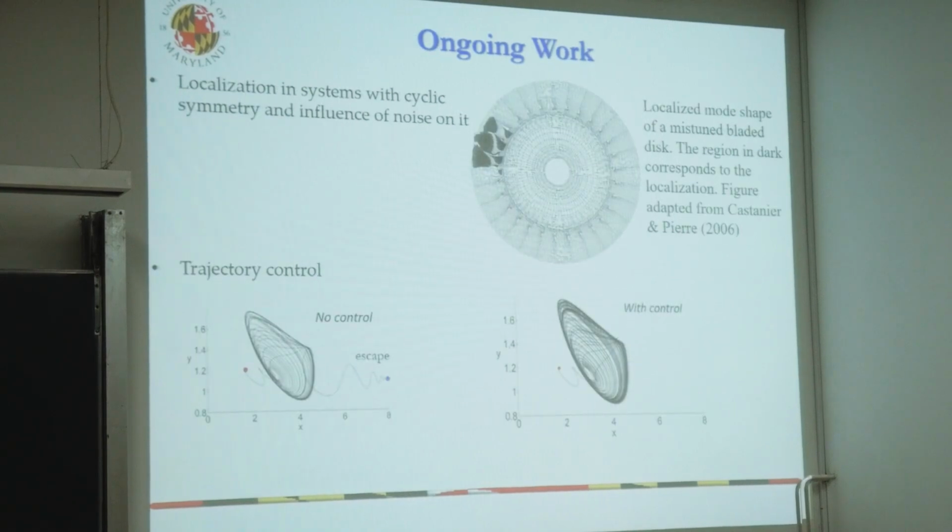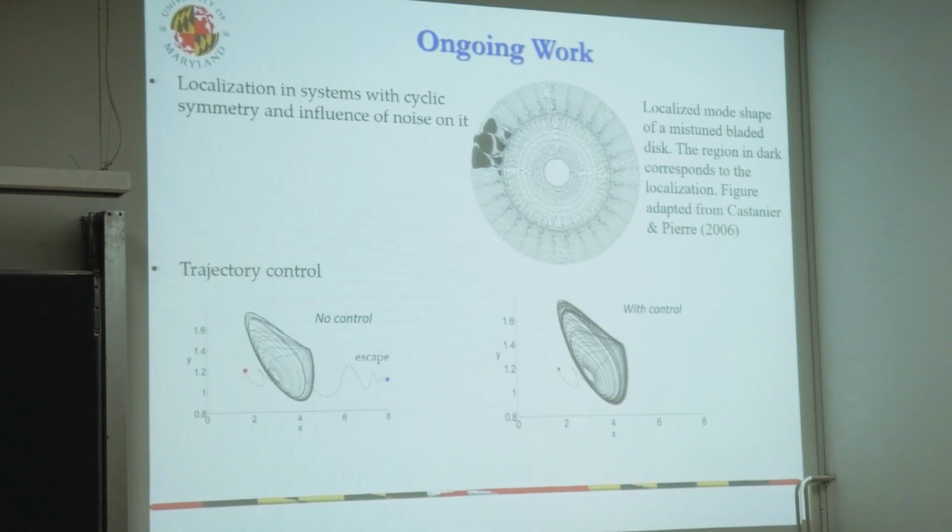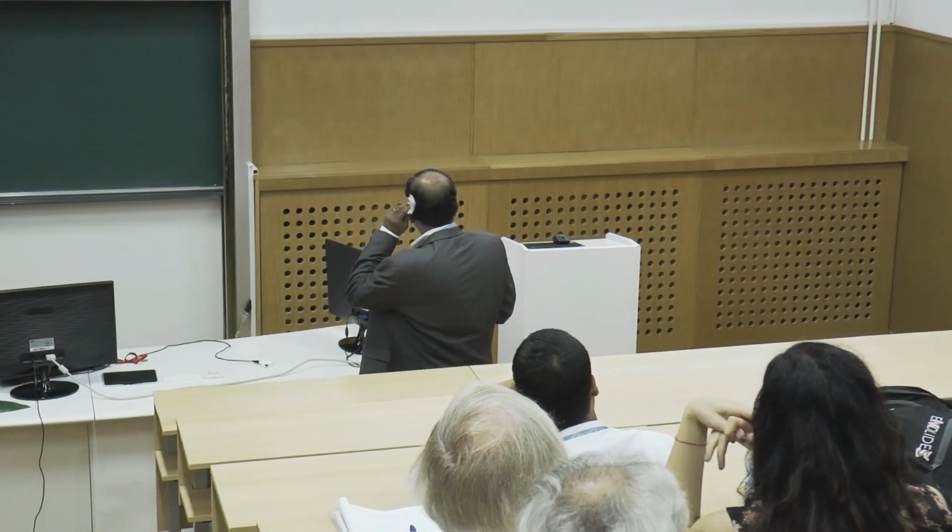In ongoing work, we're currently looking at localization and system cyclic symmetry. So the question is, if you took the bladed disk with many blades, typically localization happens in a certain region. Could you use noise in those cases to move the localization away or suppress it? So it will be taking those systems that we studied before, introducing cyclic symmetry, and studying what happens in those cases.